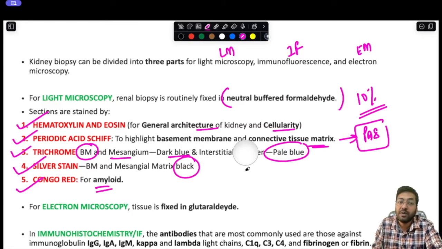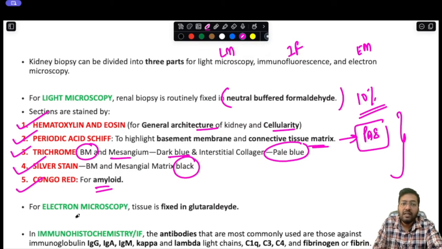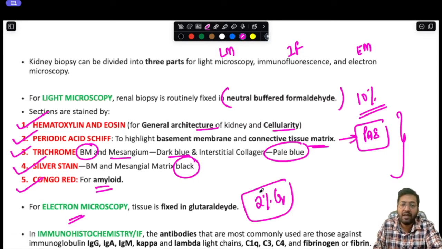So these are some of the special stains and the routine stains that are basically used for evaluation of renal biopsy. Now for electron microscopy, the tissue is fixed in 2% glutaraldehyde, as we have already seen. For direct immunohistochemistry, if you want to carry it out, you can actually use the paraffin embedded block as well. But for immunofluorescence you do not require fixation, and directly the tissue is snap frozen.